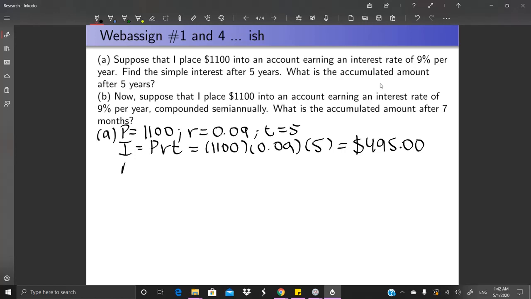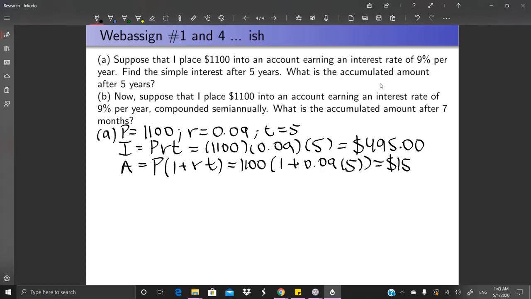Then the next part is we're supposed to find the accumulated amount after 5 years. If you remember the formula, A is equal to P times 1 plus RT, which is 1,100 times 1 plus 0.09 times 5. And when we do that, we end up with $1,595. Exactly.